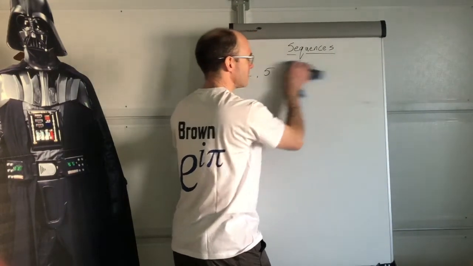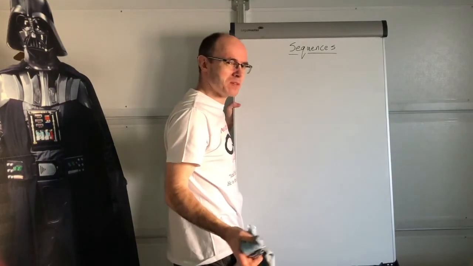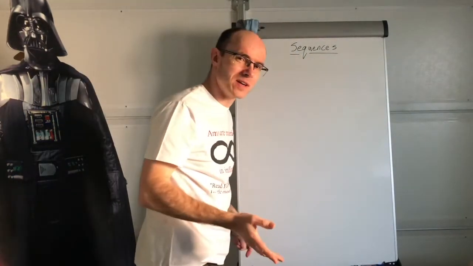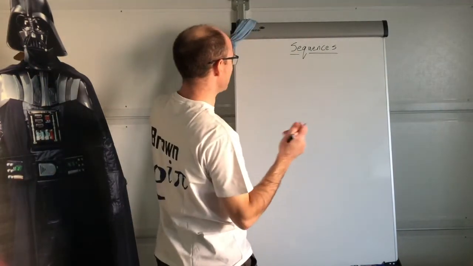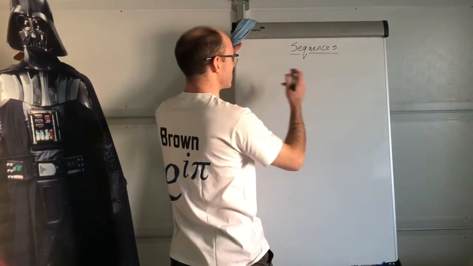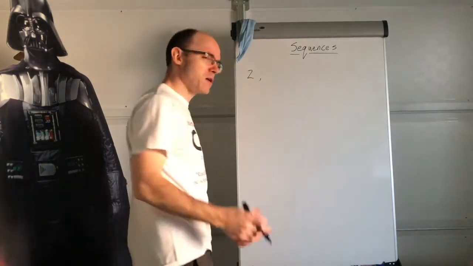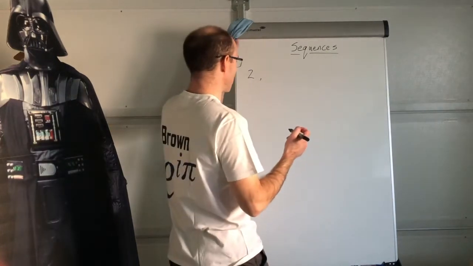Bear with me because I didn't come prepared with notes, so I'm just making these examples up as I go along. Kind of like I do in class. Yeah, so I'm going to give you another sequence. I'm just going to start off with a random number. I'm going to start off with 2. It's as good a random number as any. Just bear with me, I'm just going to think of a suitable sequence.